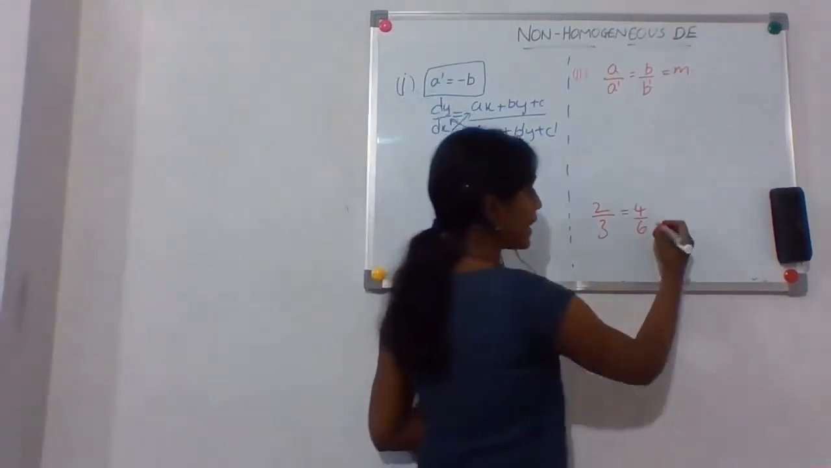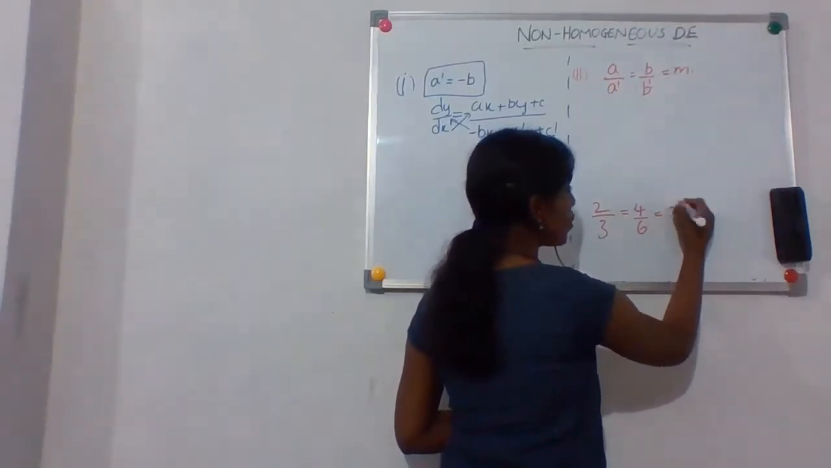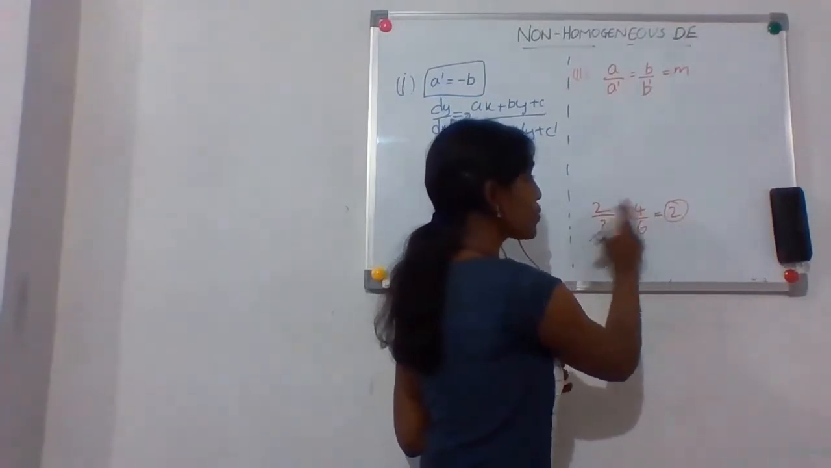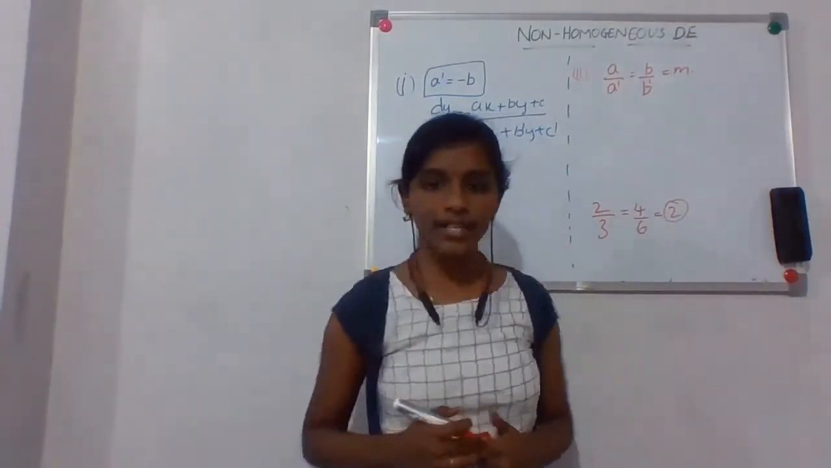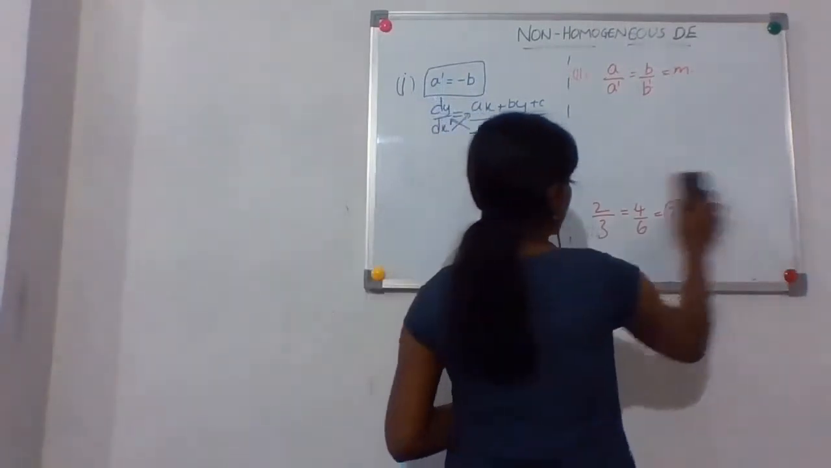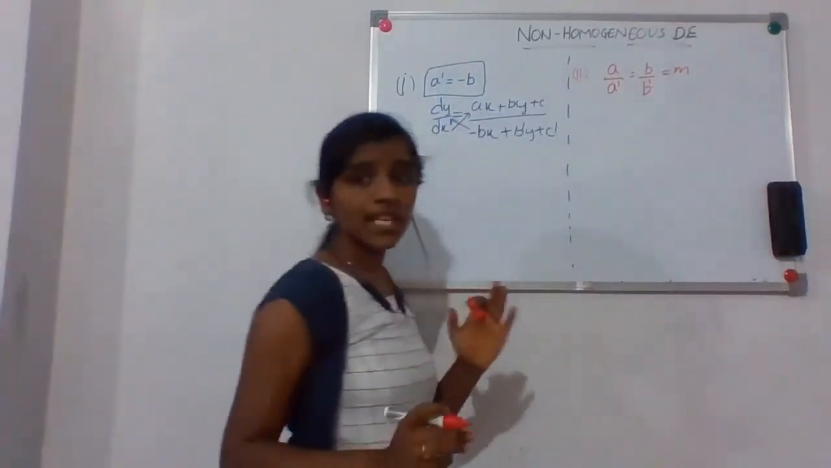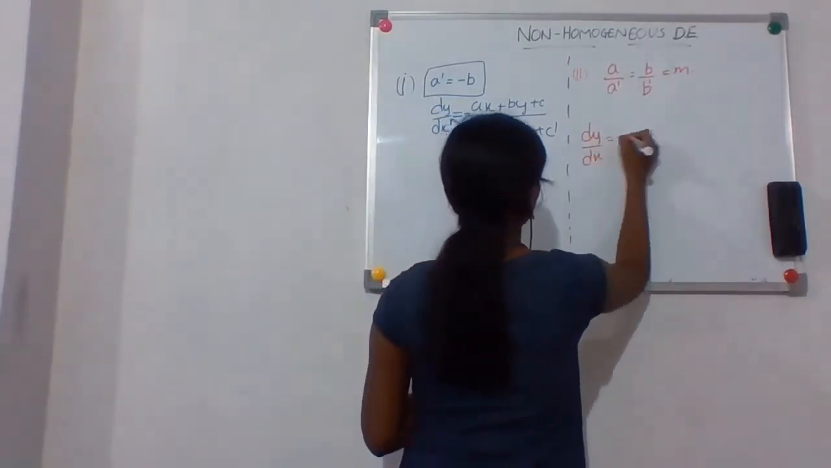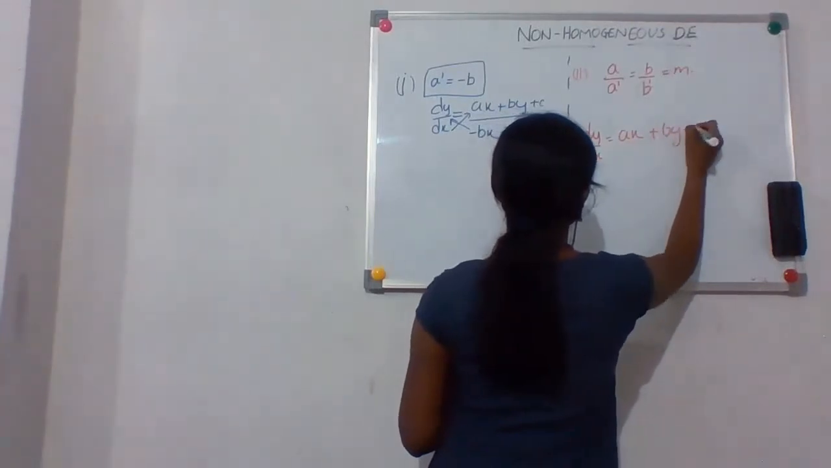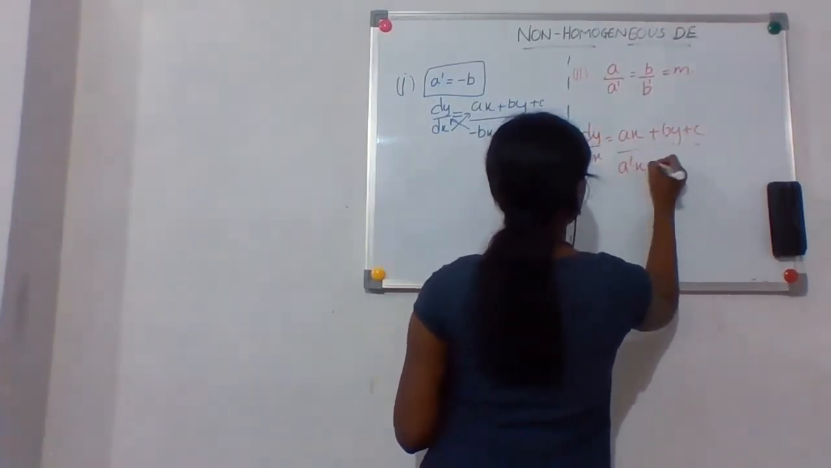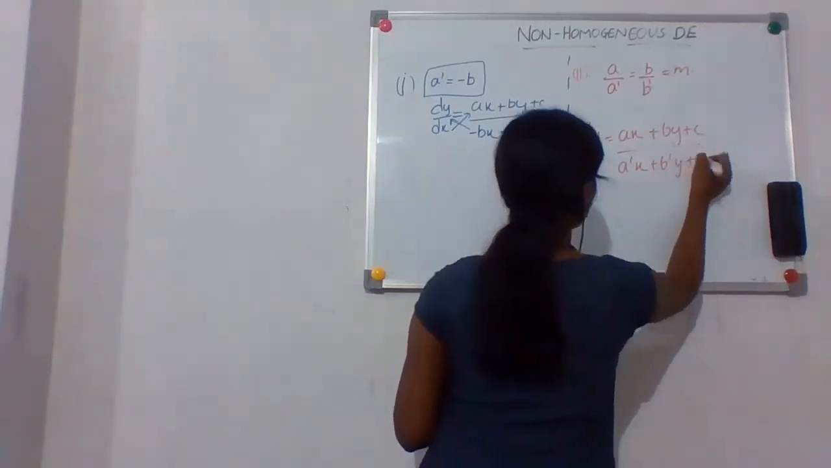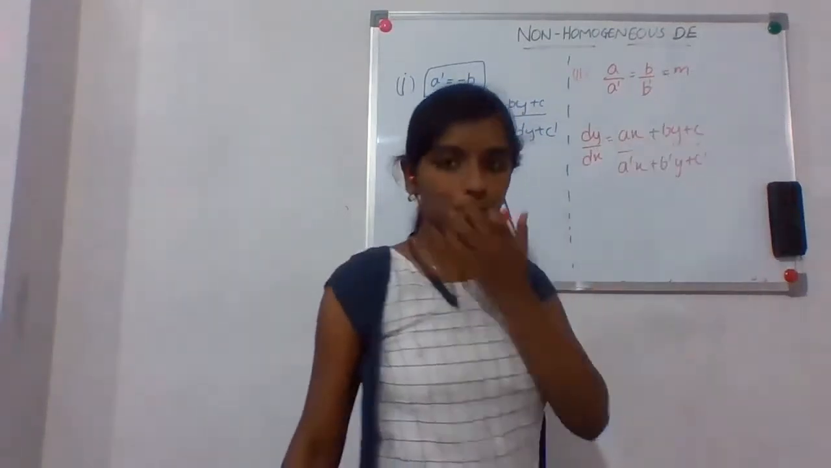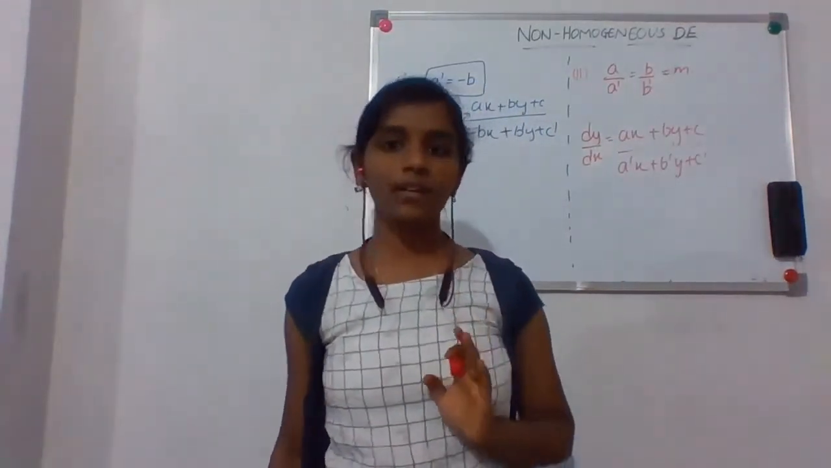So what will this be equal to? This is equals to 2. If they are in the same ratio, that will be equal to 2 because 2 2s are 4 and 3 2s are 6, right? So that is it. So if you see the general form of a non-homogeneous differential equation, that is ax plus by plus c by a dash x plus b dash y plus c dash, in this, a by a dash equals to b by b dash is equals to m. Am I right? Are you clear?